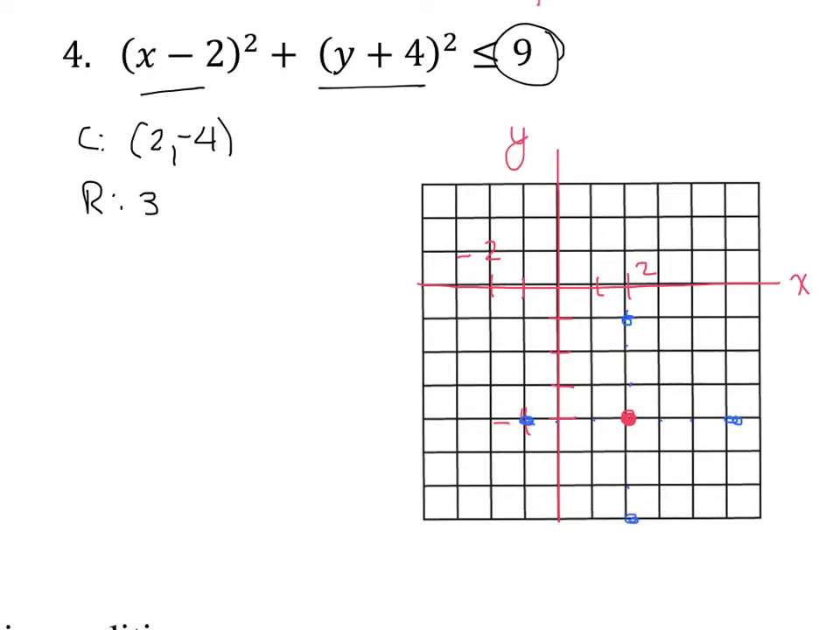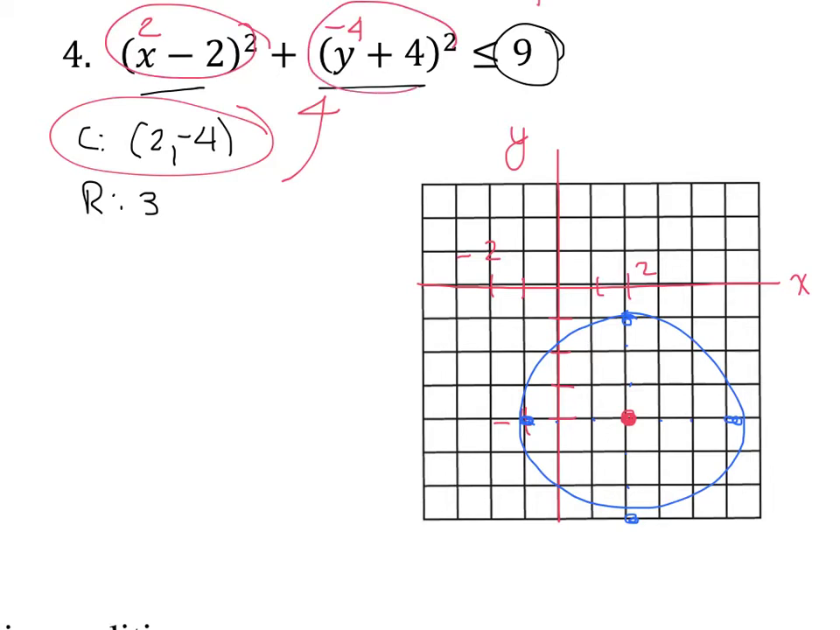Is it a solid or a dashed circle? Solid. And now I want to test a point. Remember I said to test the center, so I want to substitute x here is 2, and -4 in for y. When I do that, this becomes 0, this becomes 0, and now I'm comparing 0 to 9. Is this a true statement? Yes, it's true, so that means I shade the center.